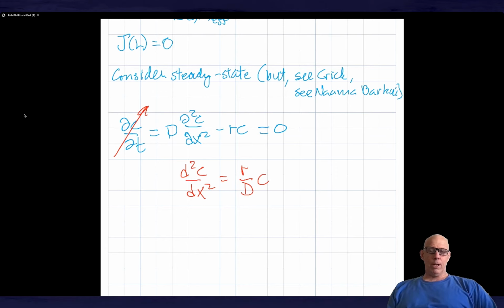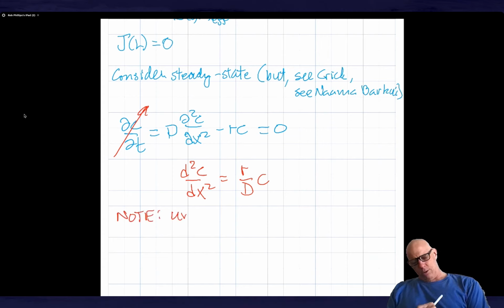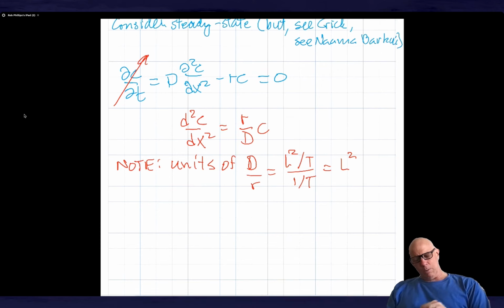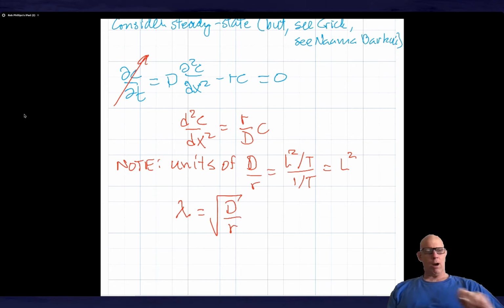Let's explore the units of D over r. So note, the units of D over r is L squared over time divided by 1 over time, which is equal to L squared. So basically what I learn is that there's a characteristic length scale, which I'm going to call lambda, which is given by the square root of D over r.